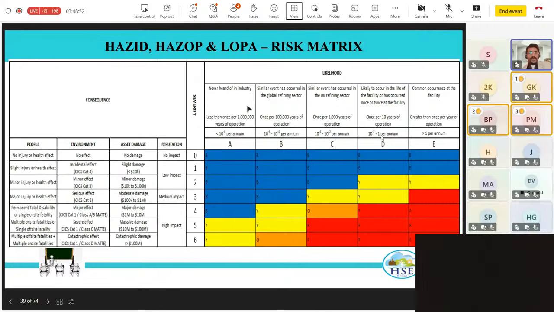which is also going into your HAZOP worksheet and also your LOPA. And then you have this likelihood. The likelihood is how frequently this can occur. Okay, so that is how you have this likelihood A, B, C, D, E.